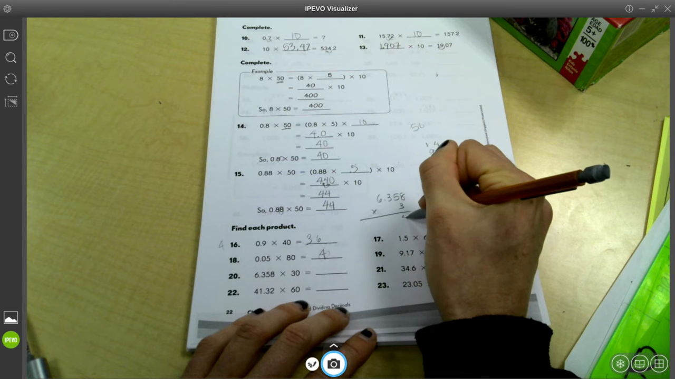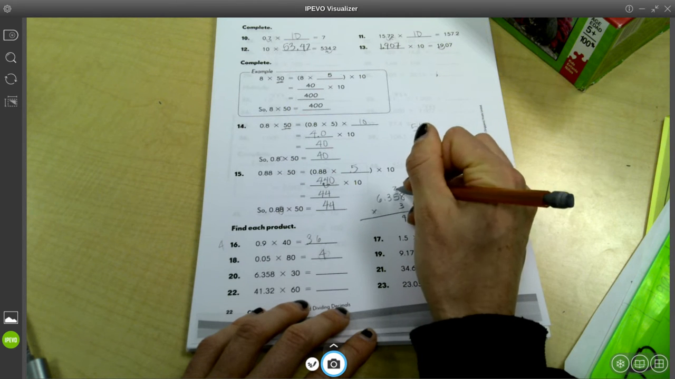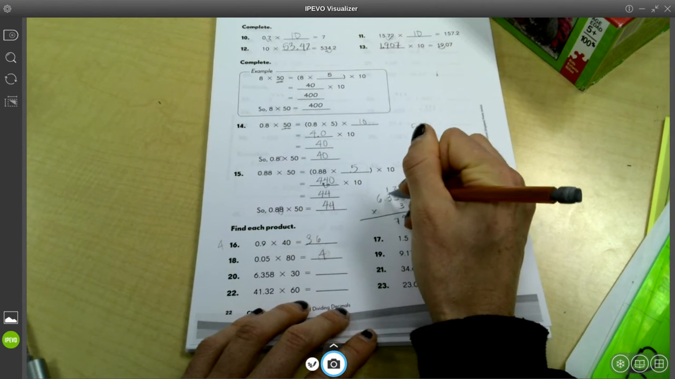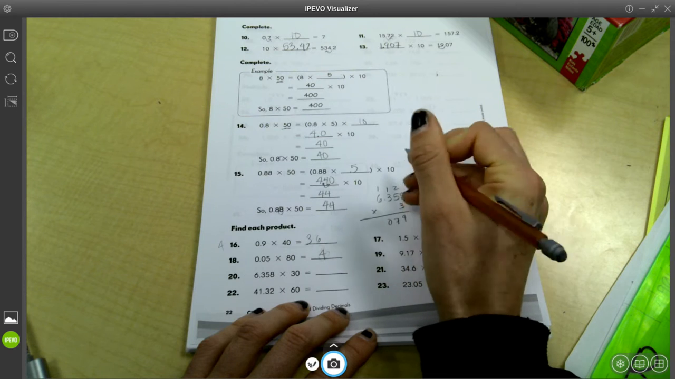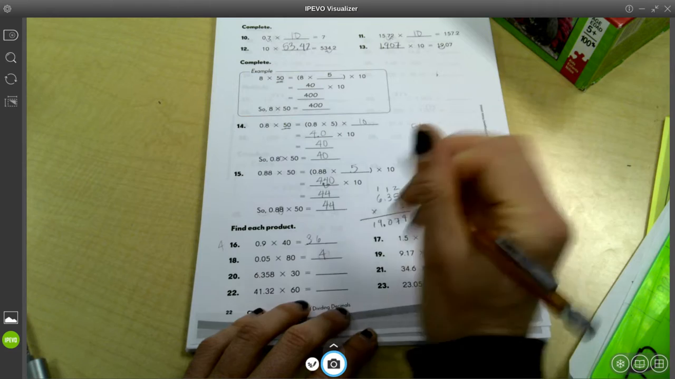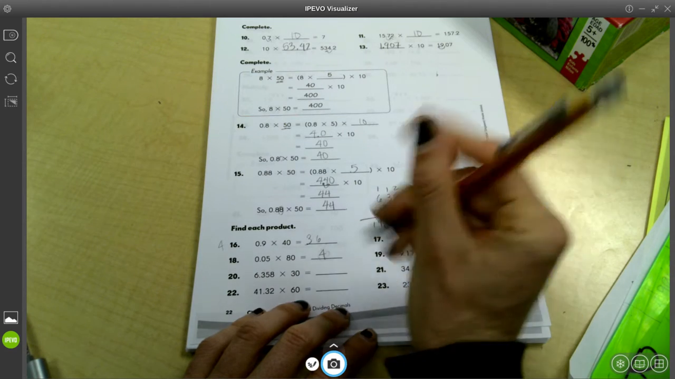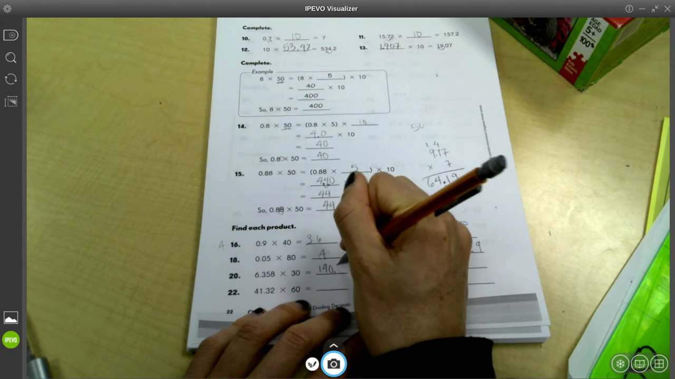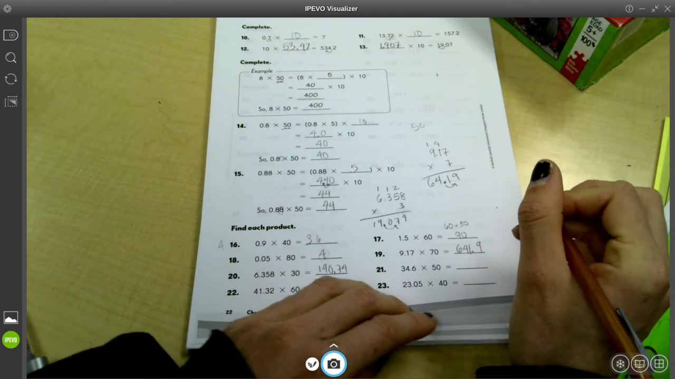3 times 8 is 24. 3 times 5 is 15, 16, 17. 3 times 3 is 9, 10. 3 times 6 is 18, 19. So this is going to be there, times by 10, 190 and 74 hundredths.